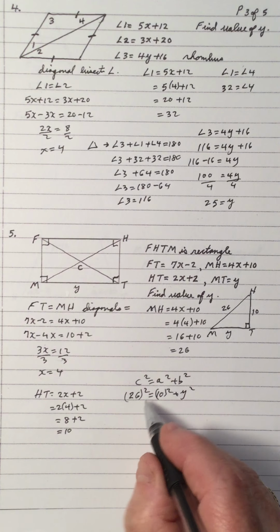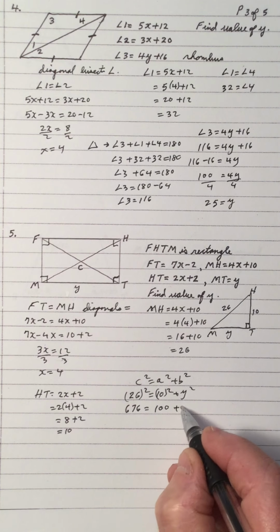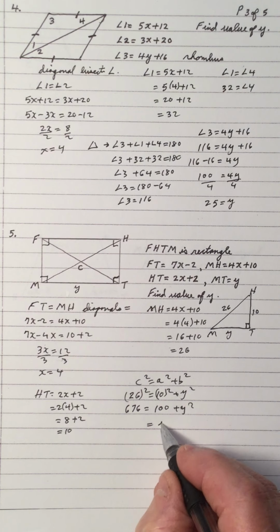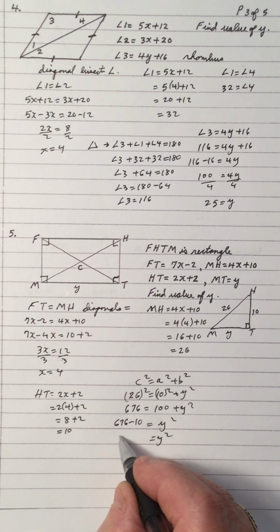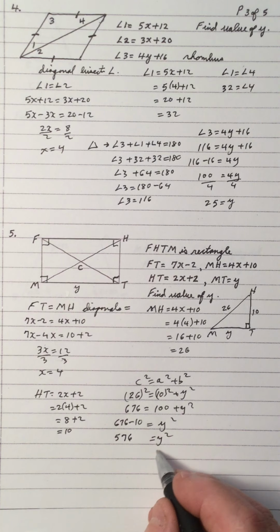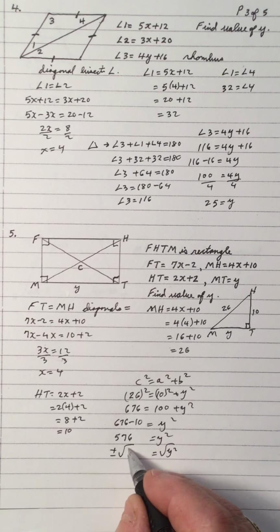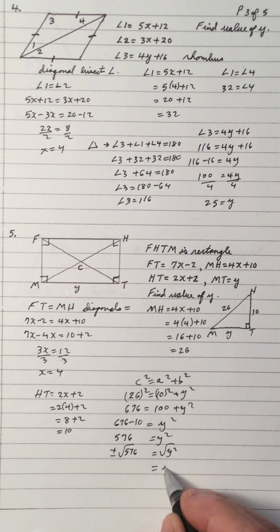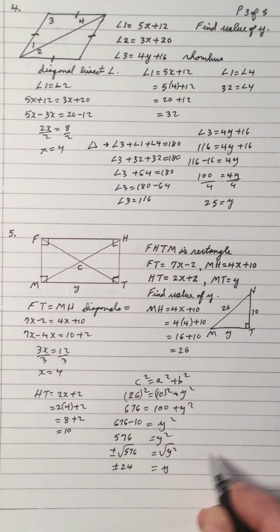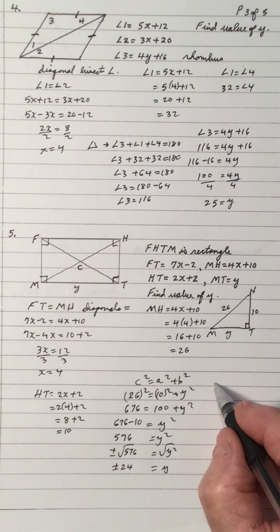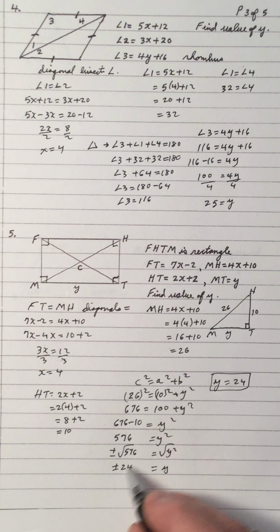Which is y squared. So 26 squared is 676. 10 squared is 100. So y squared is 676 minus 100. So y squared is 576. So the square root of y squared is plus or minus the square root of 576. Square root of y squared is y. Square root of 576 is plus or minus 24. Use your calculator. So that means that y is equal to 24 because we can't use the negative.